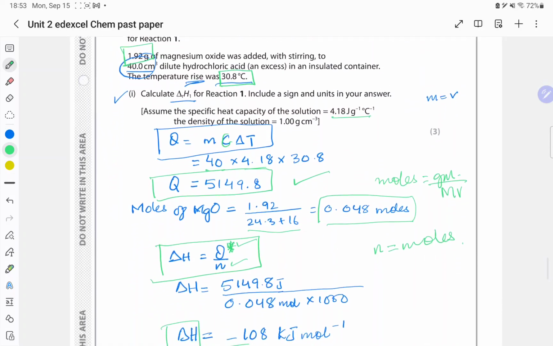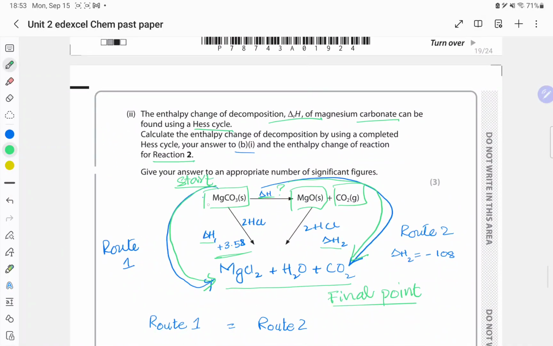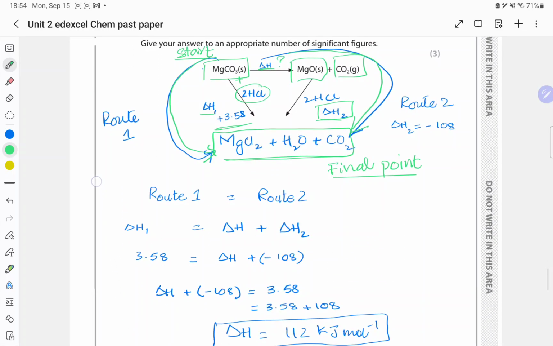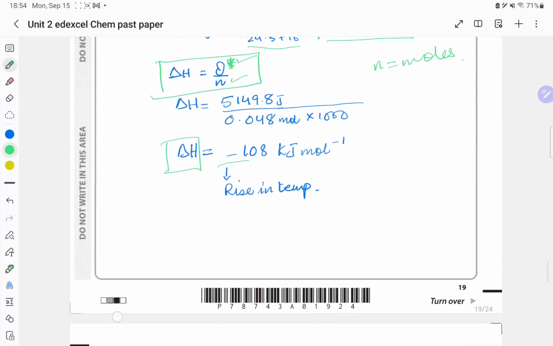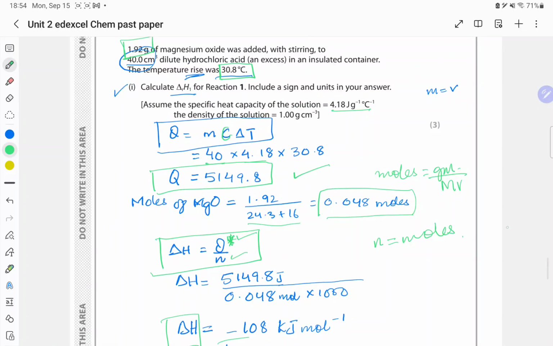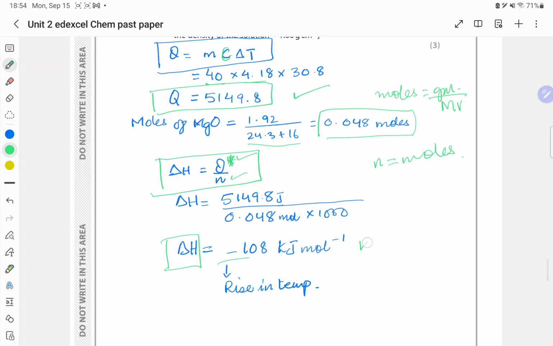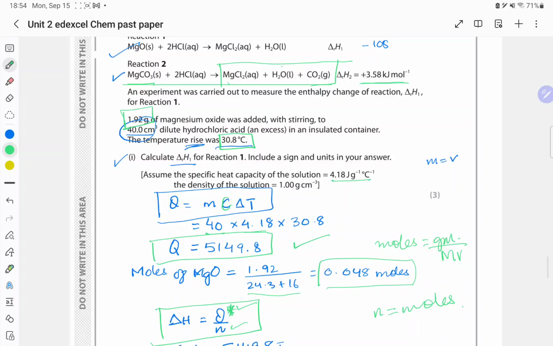So if I compare this equation to this cycle, magnesium carbonate reacts with HCl, so here it reacts and will give this product, right? So what will be the delta H? Delta H is 3.58. Now coming back to the other one, delta H2, how are you going to find out what delta H2 is? It's simple. Delta H2 is the one that we have calculated. Remember, that is 108. This is delta H2.